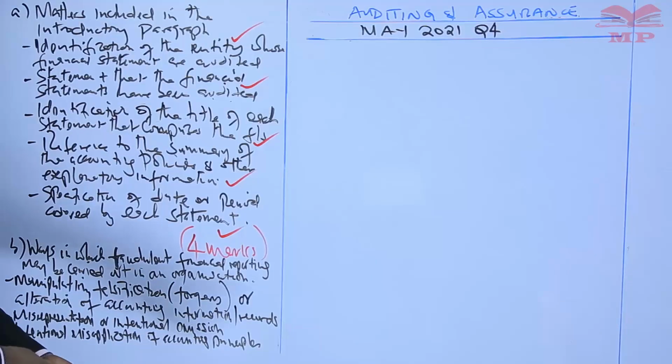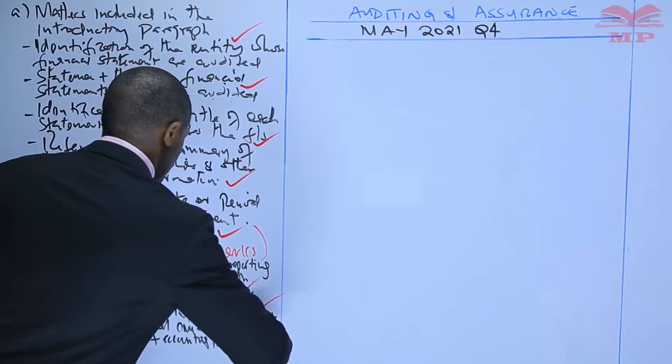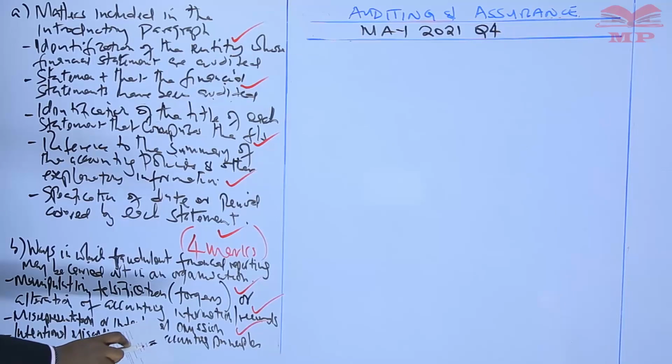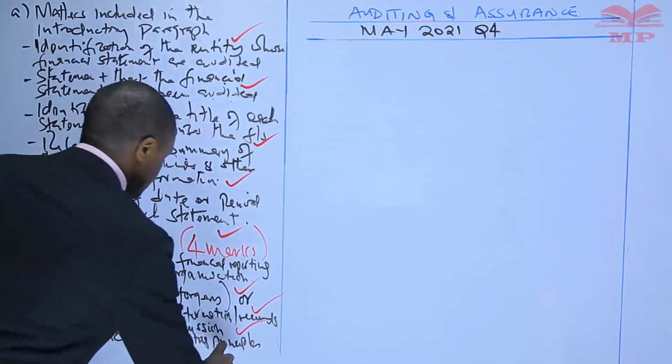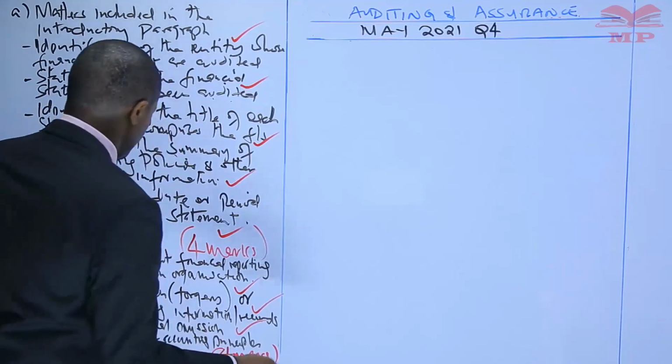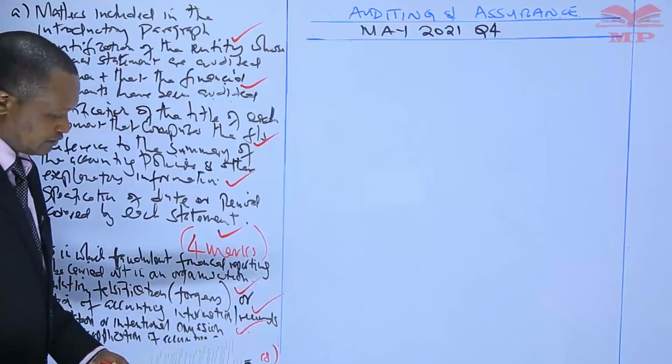So these are 3 ways. Candidates were to give 2 ways. 1, 2, 3. Any 2 will earn the how many marks? 4 marks. Any 2 ways here will earn 4 marks.